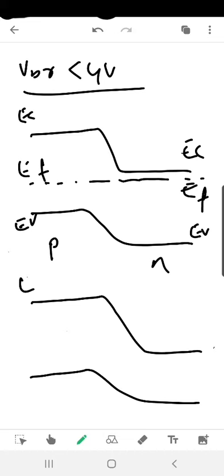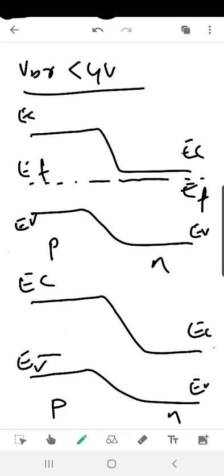We will see that these are again the conduction and valence bands of P, and these are the conduction and valence bands of N. In this case, these are the Fermi levels, the Fermi levels during reverse biasing. Here we will see that the valence band, this EV, this is our Fermi level.